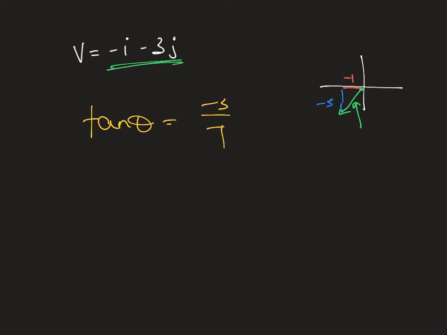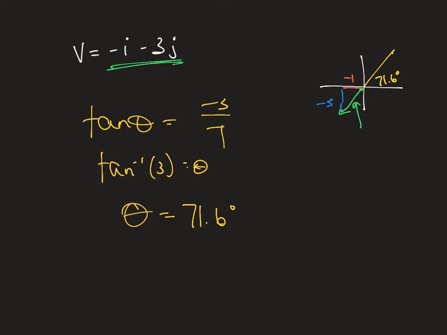Opposite over adjacent, right? So inverse tangent of 3 equals theta. So here's the deal. When I plug this into the calculator it's going to give me 71.6 degrees. Well, 71.6 degrees is up here, right? But that's not the angle that I want. That's the first quadrant. That's not where I want to be. So I have to add 180 degrees to get to the quadrant that I need, which is the third quadrant. So it's really 251.6 degrees, right?